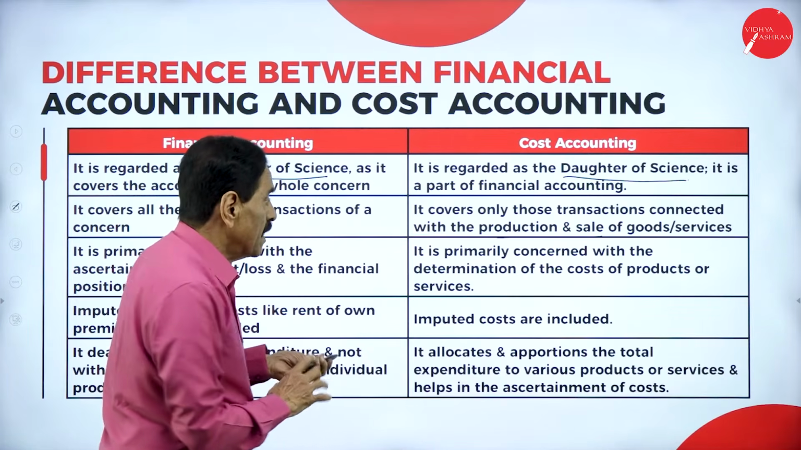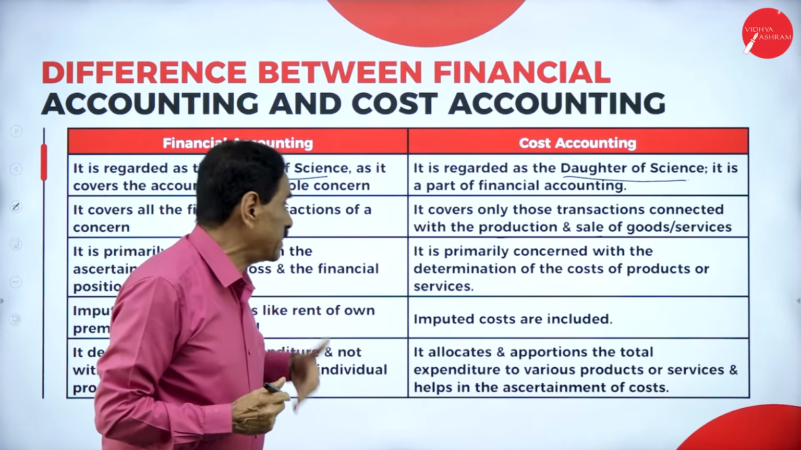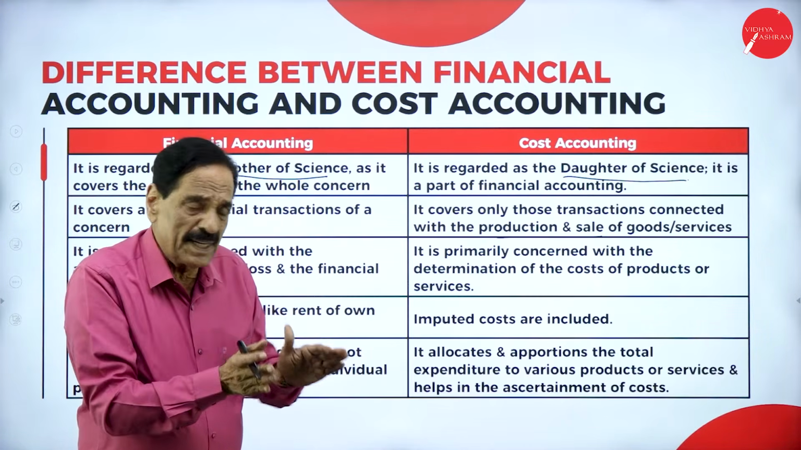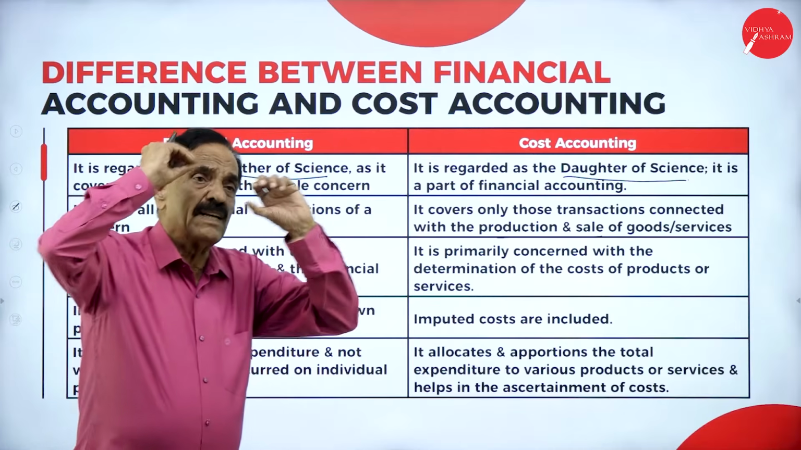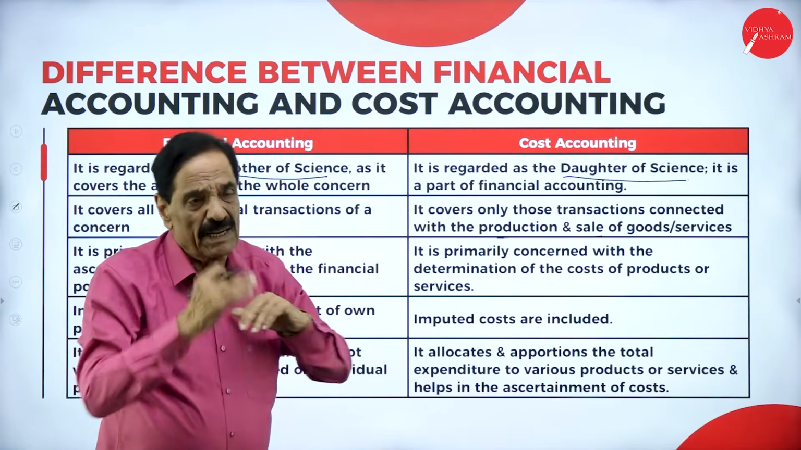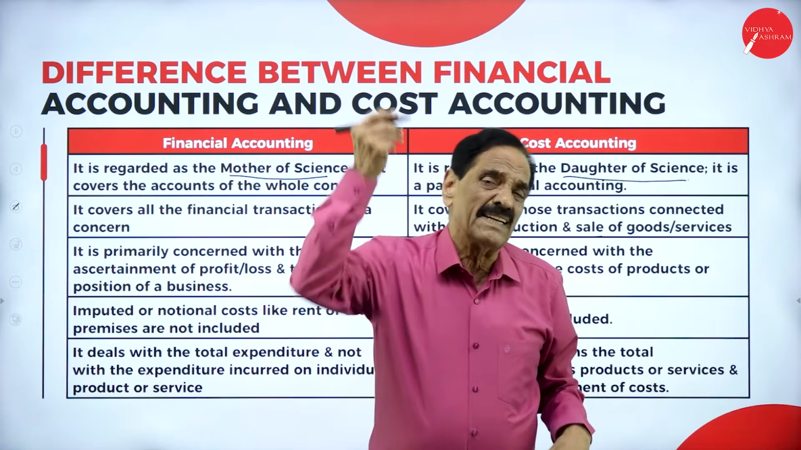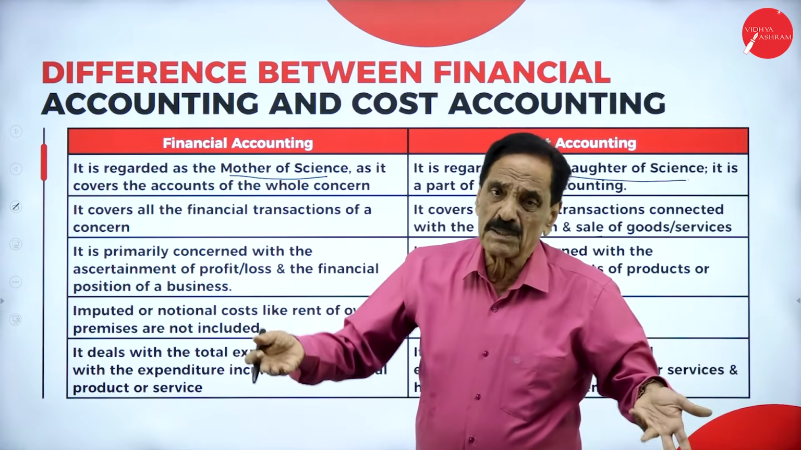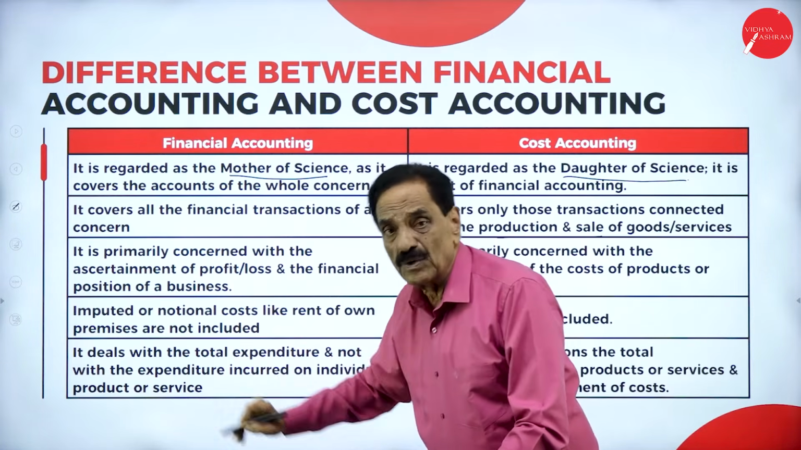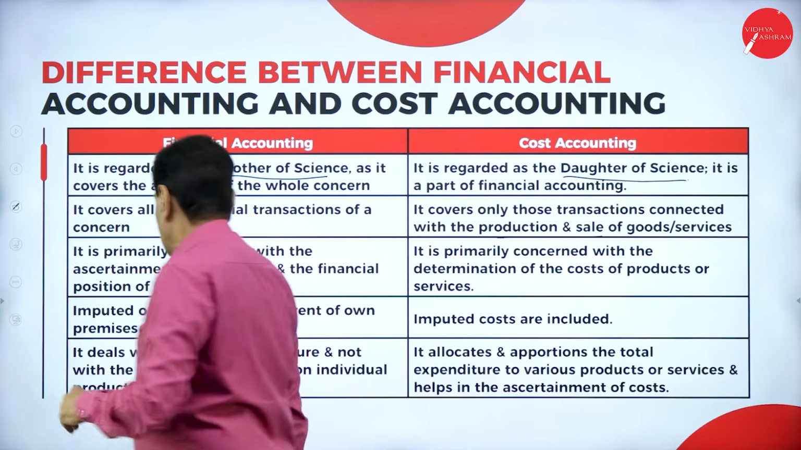But cost accounting is primarily concerned with the determination of the cost of products or services. It finds out what the cost of an article is. Here, there is no profitability. It throws light on how to find out the cost of this article, and it stops there. Then it goes to the sales department, who will add the profit; total cost plus profit becomes the sale. Here, the major goal of financial accounting is to find out the profit or loss and the financial position of the business.